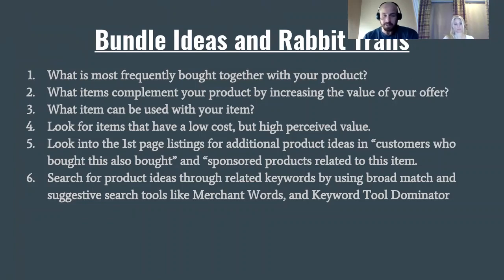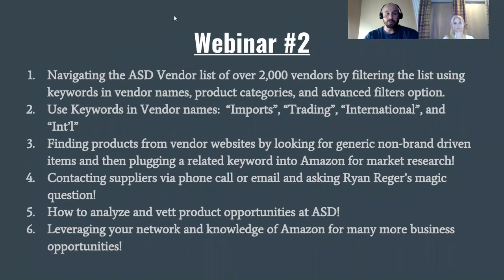So we're going to search for product ideas through related keywords using broad match and successive search tools like merchant words and keyword tool dominator, right? Also, in webinar 2, we talked about navigating the ASD vendor list, over 2,000 vendors, by filtering the list using keywords and vendor names, product categories, and advanced filter options. We use keywords and vendor names like imports, trading, international, and INT'L. We find products through vendor websites by looking for generic non-brand driven items and plugging related keywords into Amazon market research, right?